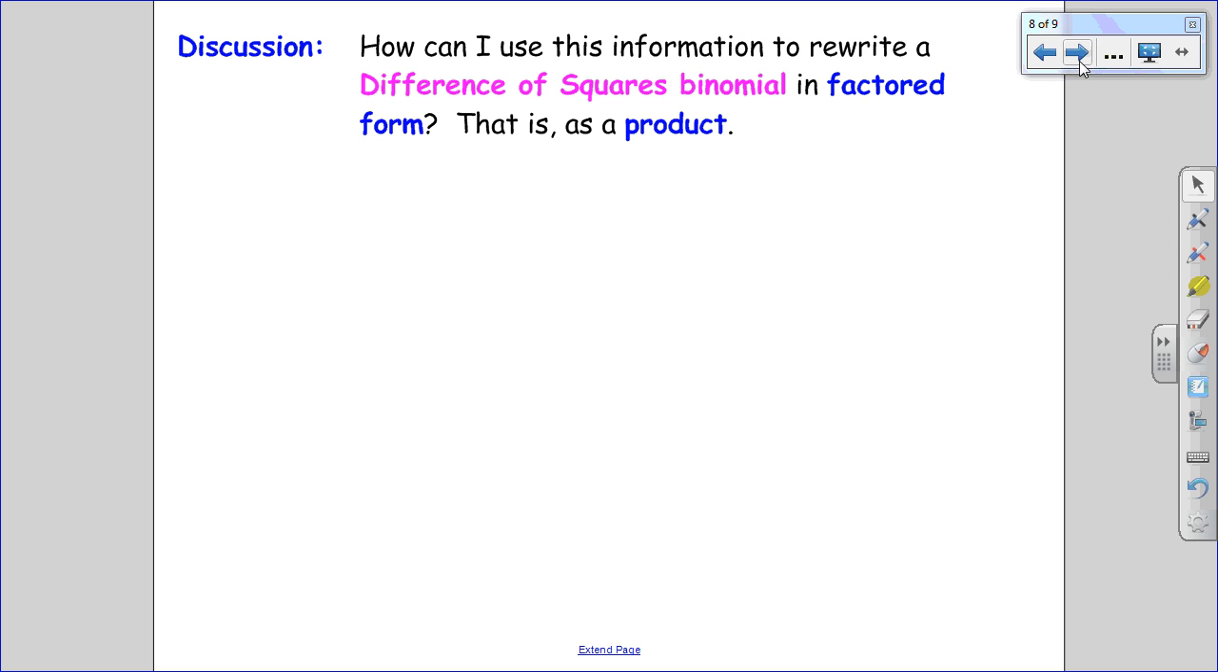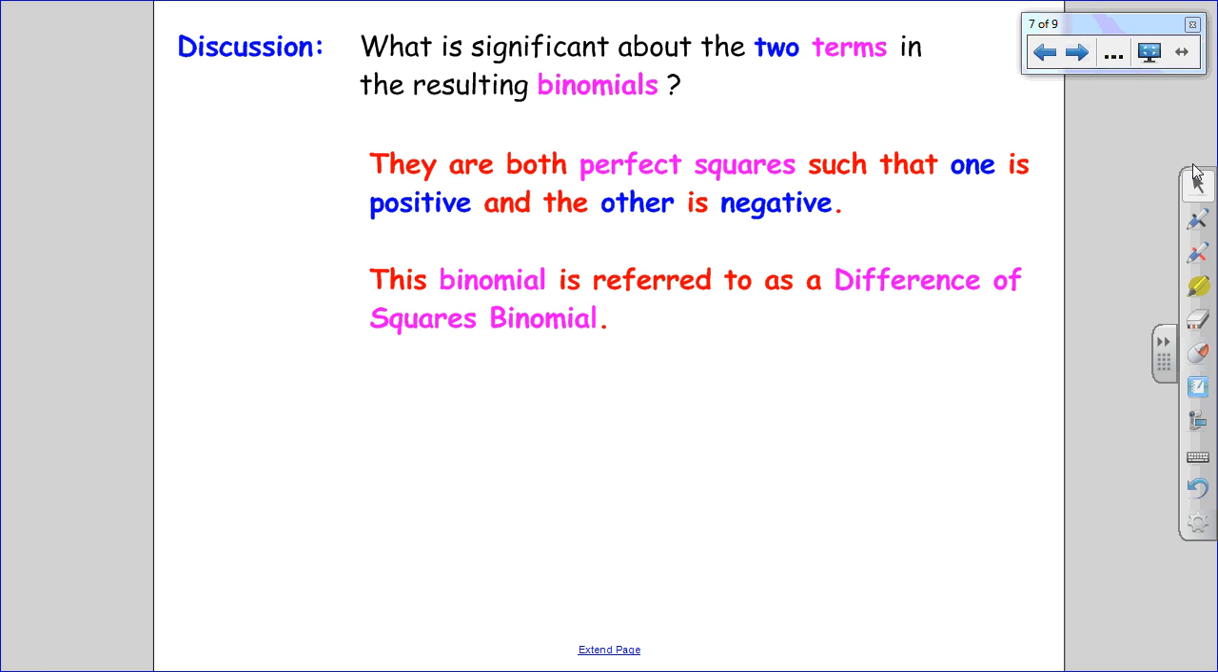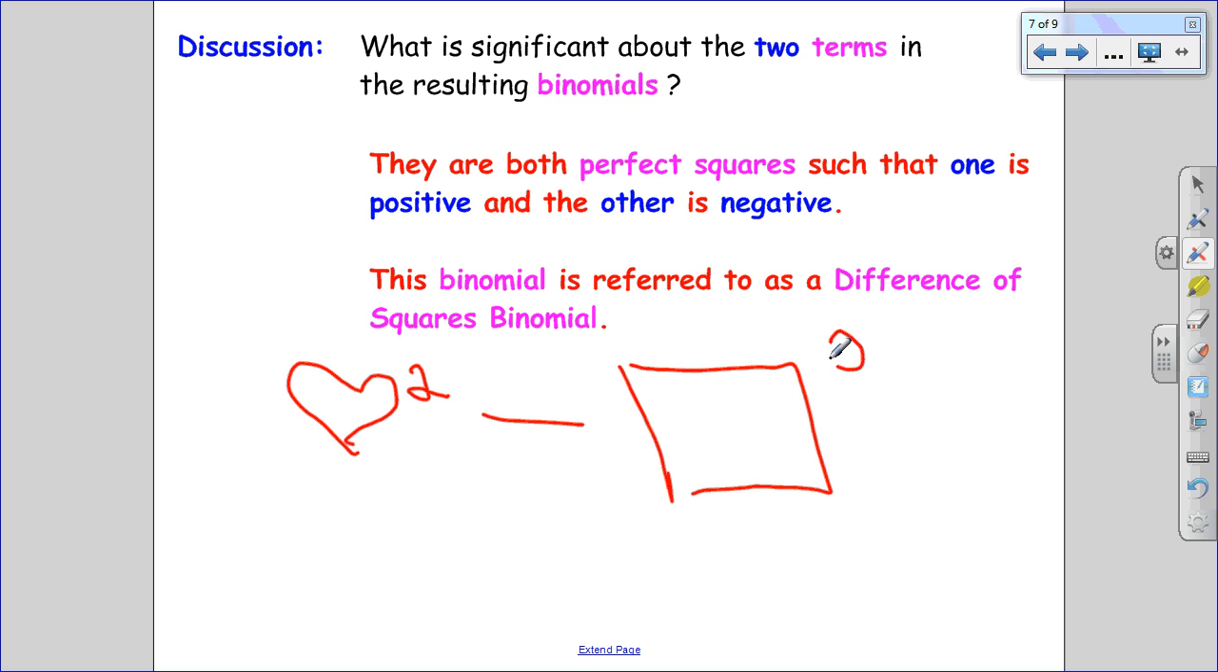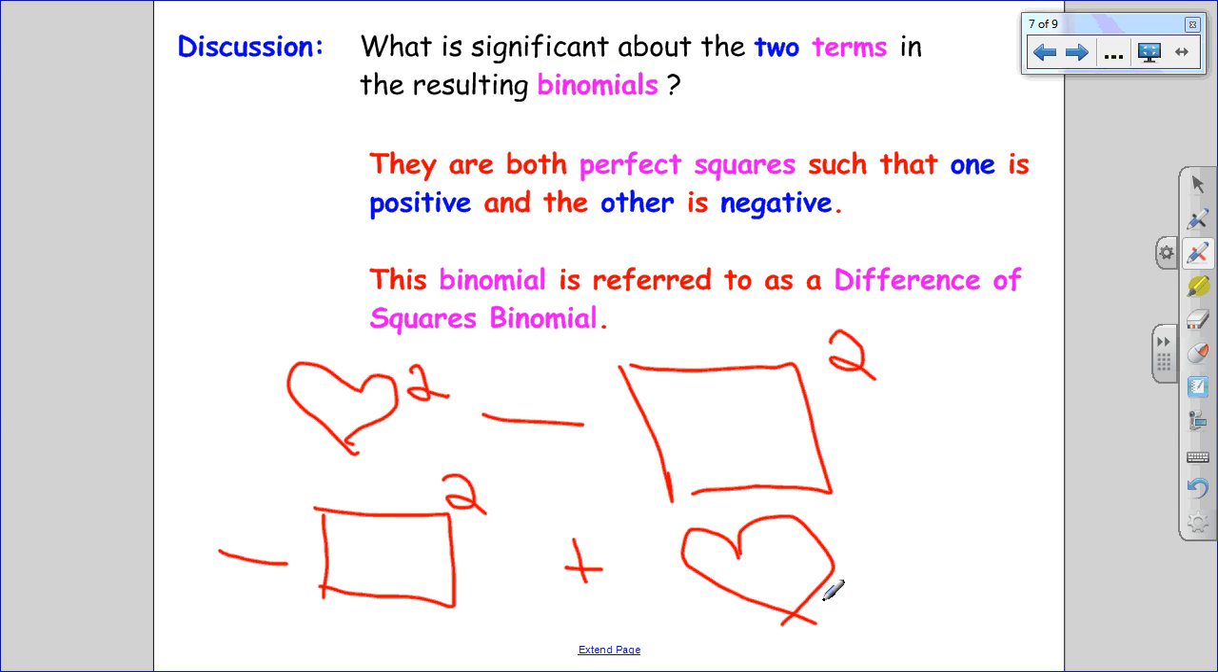And that's what we need to think about for tomorrow's class. Okay. These were all difference of squares binomials. So I have something squared, and I'm just going to use a heart for the sake of it, a shape, subtract something else squared. I could also have written that as negative something squared plus something squared. The key with a difference of squares binomial is that I've got one positive perfect square and one negative perfect square. So that's the important piece when we're trying to identify them.